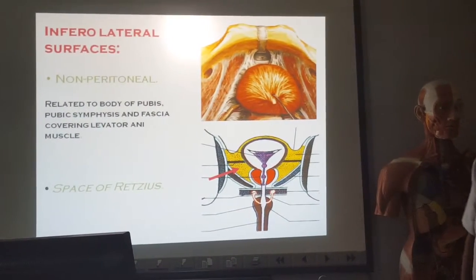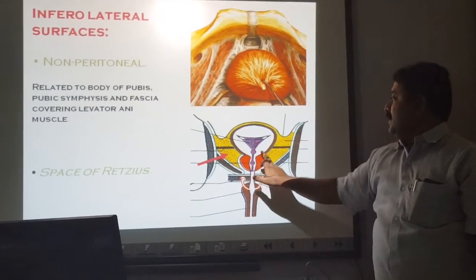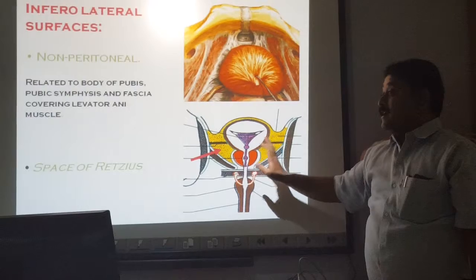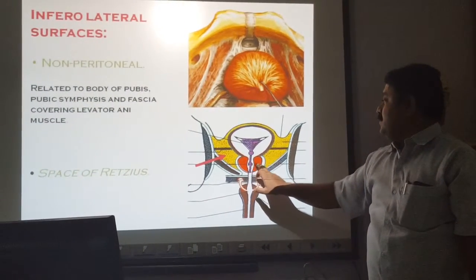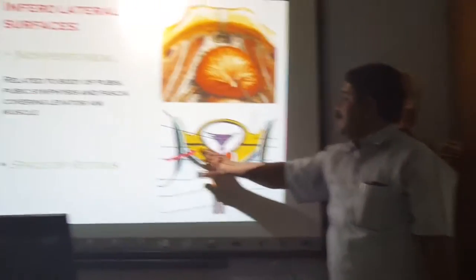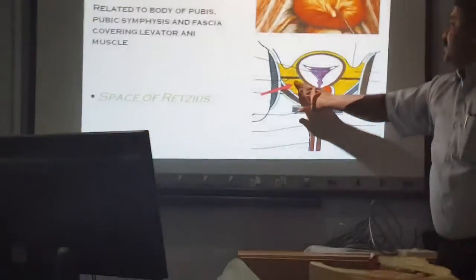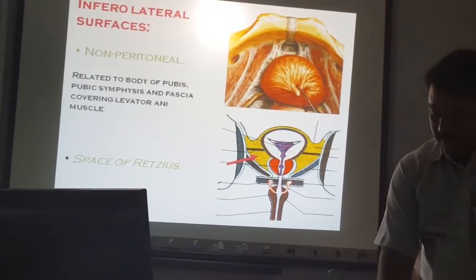And next is the space of Retzius. See here, it is the urinary bladder, in a cut section of the male specimen. Prostate, urinary bladder. So here is the space of Retzius.